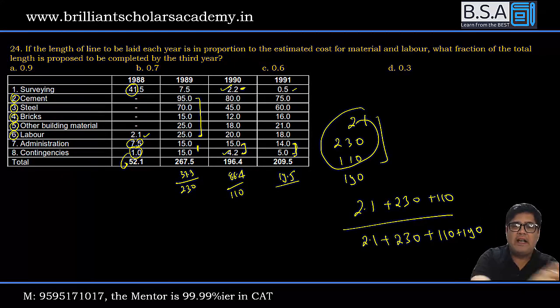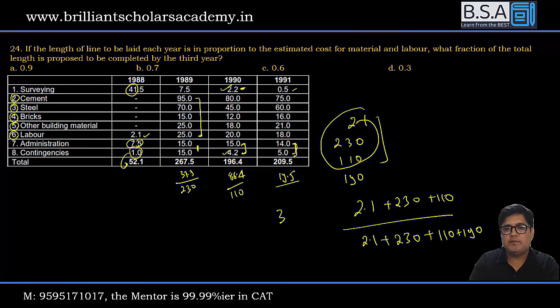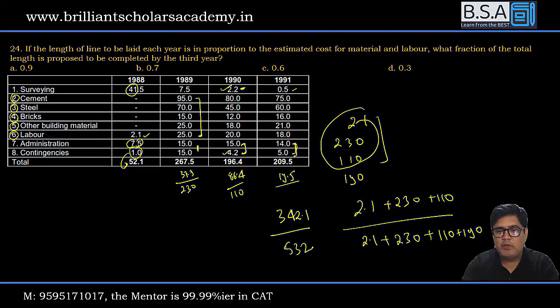So the numerator I have for you is 342.1. The denominator I have for you is 532. So divide both. So 0.60 has been laid or completed so far.